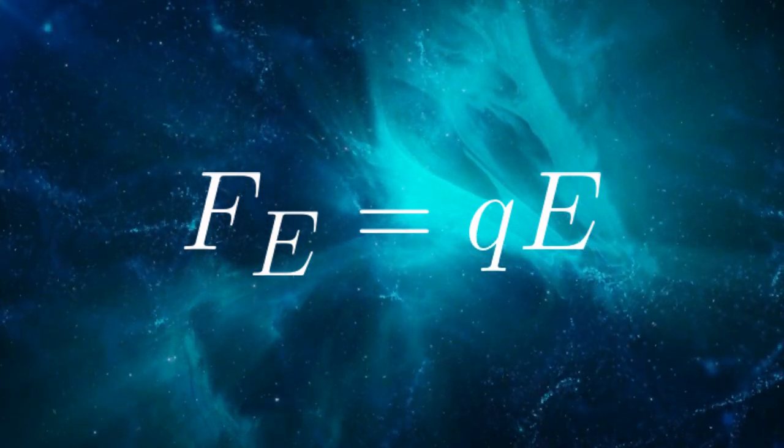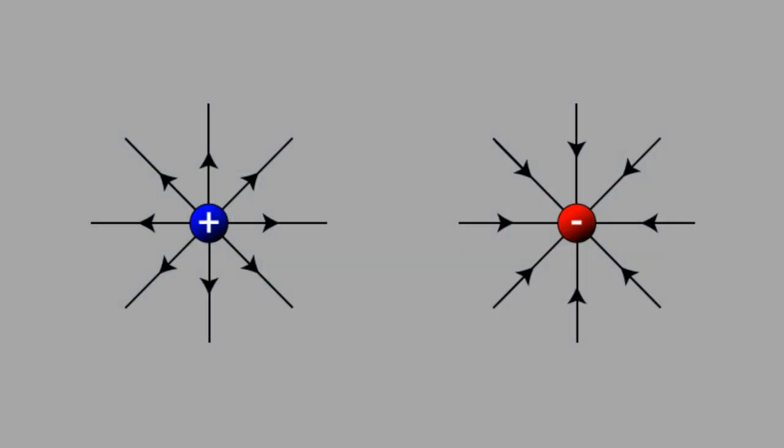This means that positive charges will have an electric field that radiates outward, since they would repel any other positive charge in the field. And negative charges will create an electric field facing inward radially, because they would attract any positive charge placed in their field.